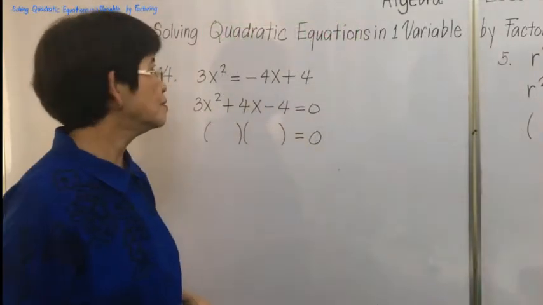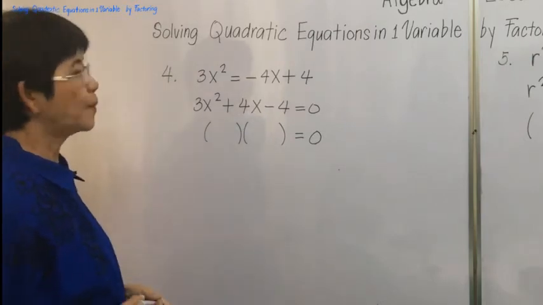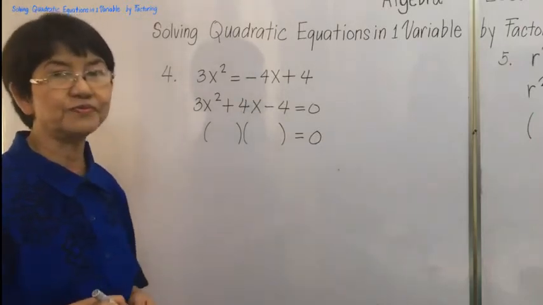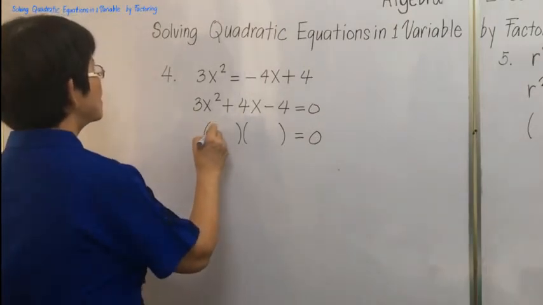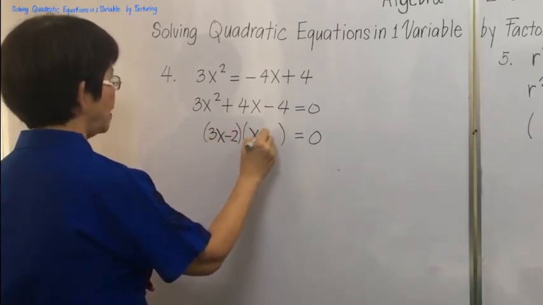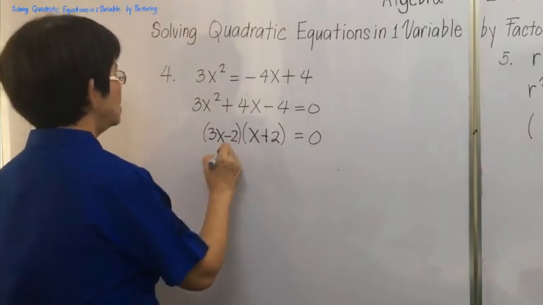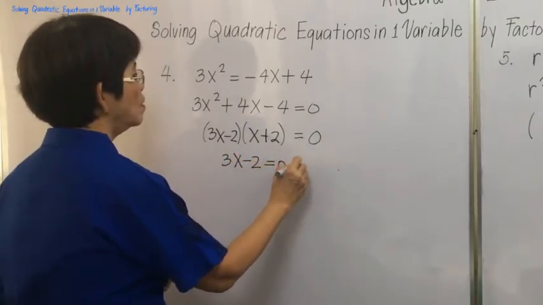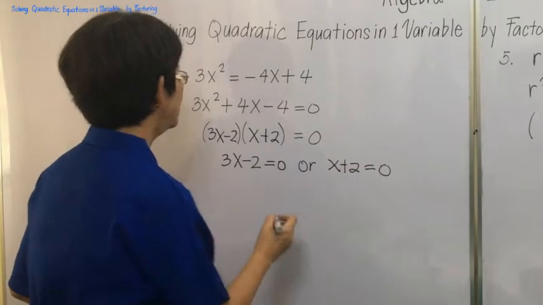For our fourth example, we have this equation and we rewrite it into 3x² + 4x − 4 = 0 to enable us to factor. Then the factors of this, by trial and error method, are 3x − 2 and x + 2. Solving for each factor equated to 0: 3x − 2 = 0 or x + 2 = 0.